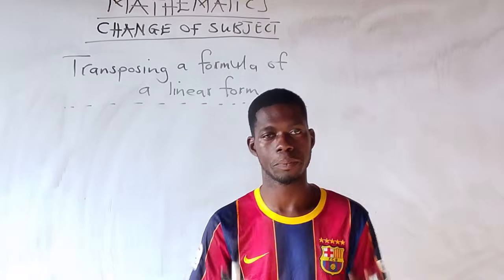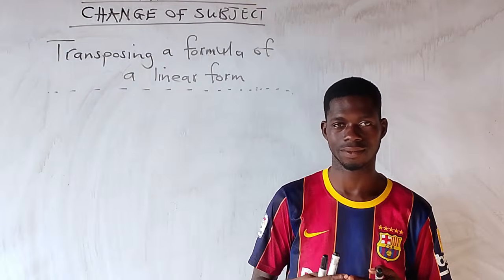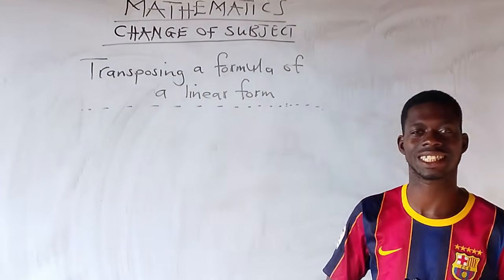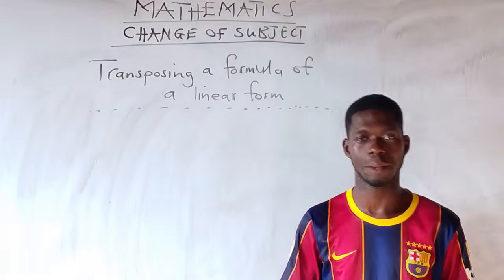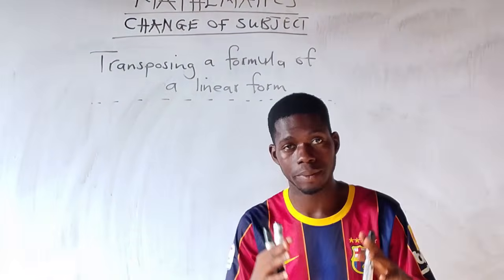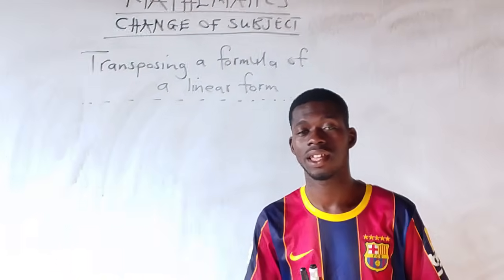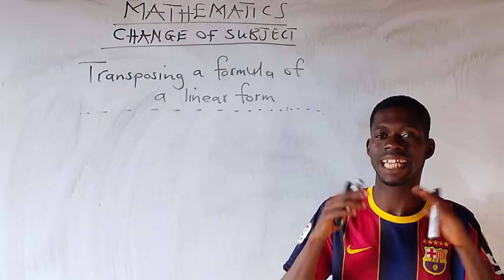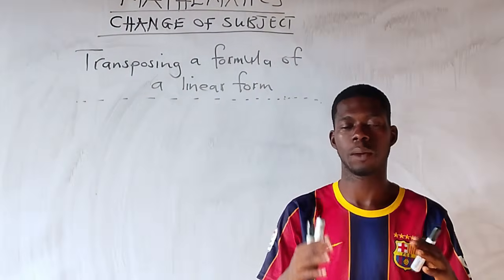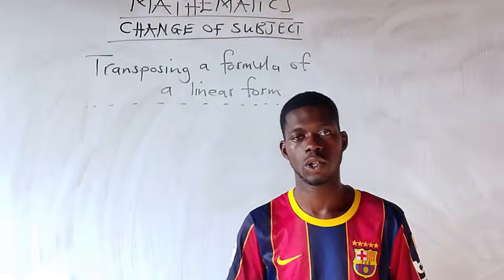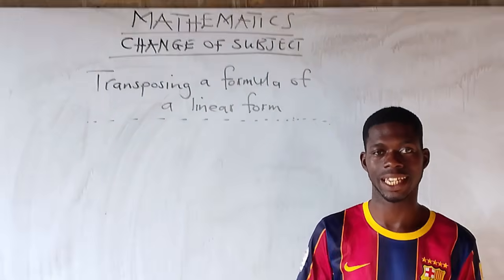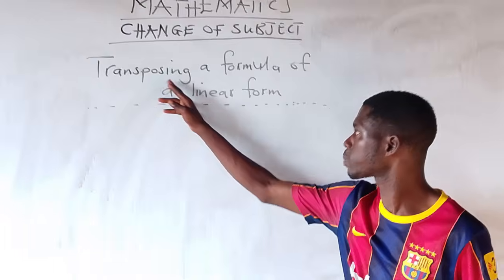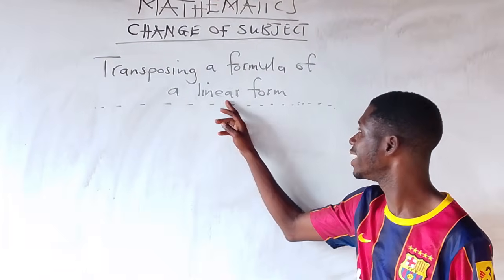Today I come to do mathematics. That's core maths. Our topic for today is change of subject. The change of subject involves the one in a linear form, the one with square brackets. It involves a lot, so we are going to take them one by one and solve them thoroughly. I want you to follow me during this lesson. The first one is transposing a formula of a linear form.